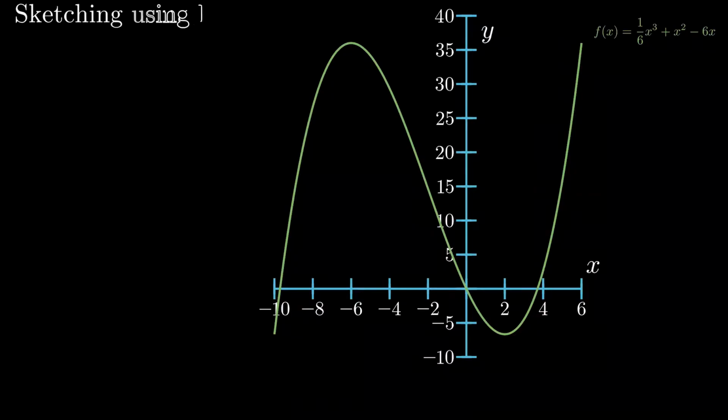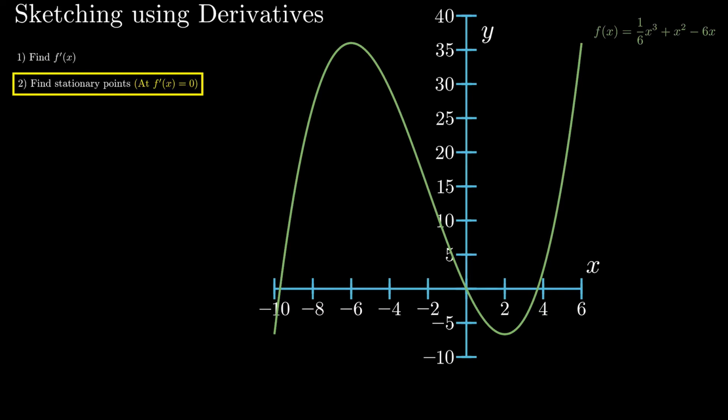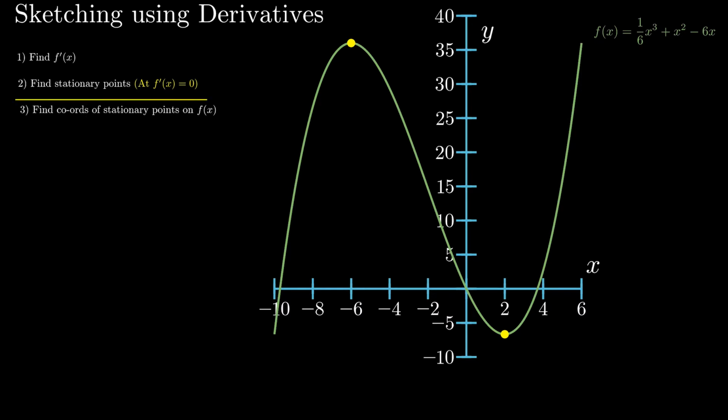When we're sketching a curve or trying to evaluate the nature of stationary points, we need to find the derivative of a function. That is step number 1. Step number 2 is to identify the x values where this gradient is equal to 0. In other words, let the derivative function equal 0. Once we've found those x points, we want to find the coordinate points on that function. So we substitute those x values into our original function to determine the coordinates of these stationary points.